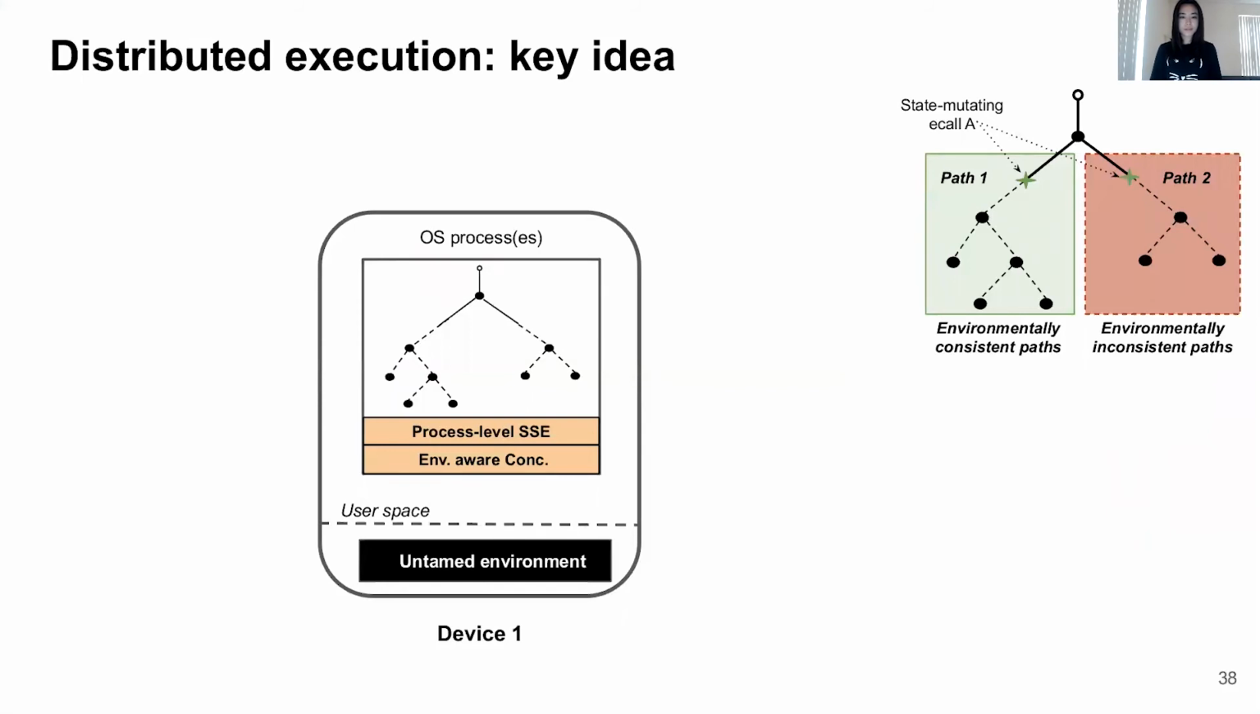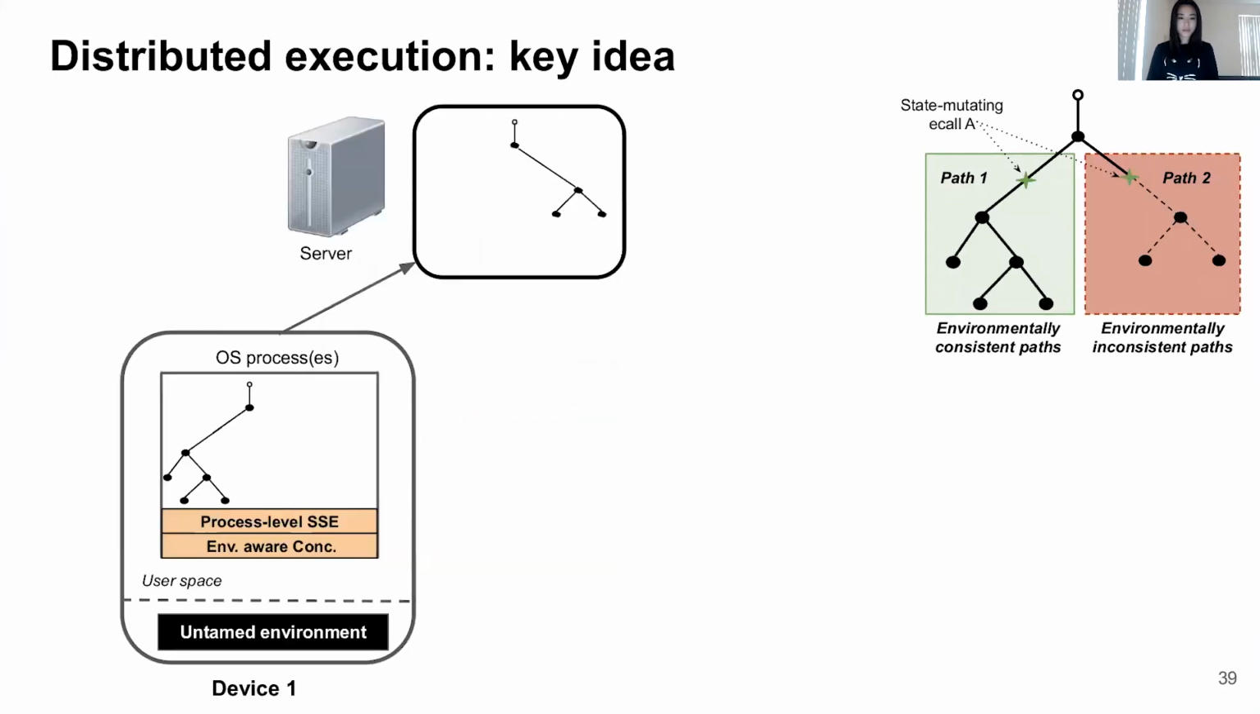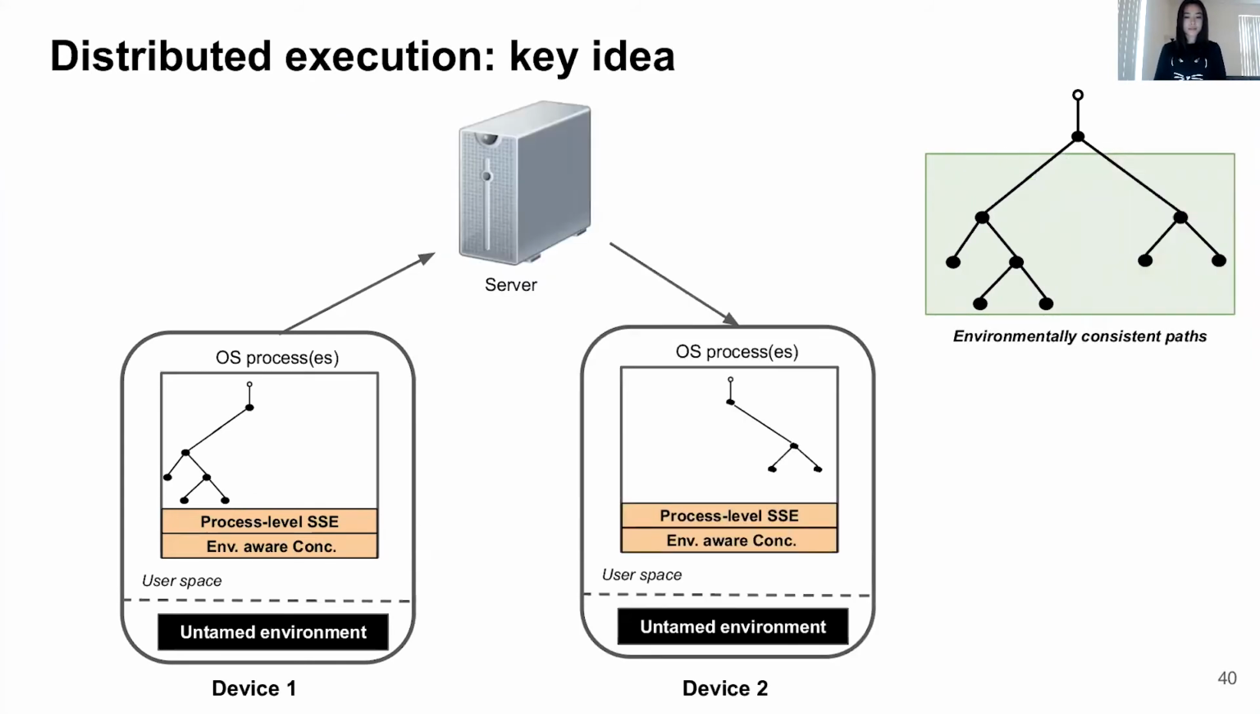Here we use the same example we had before to see how it works. We start the program on device 1. When path 2 is rejected because of state mutating call A, device 1 offloads path 2 to the server. Then a standby device, device 2, can download the path from the server to finish its execution.